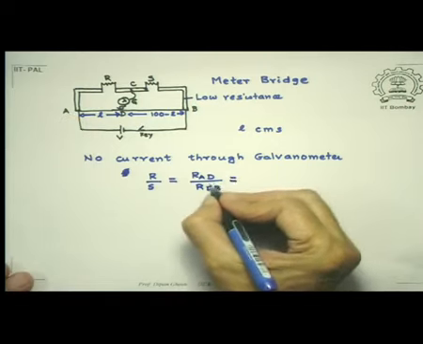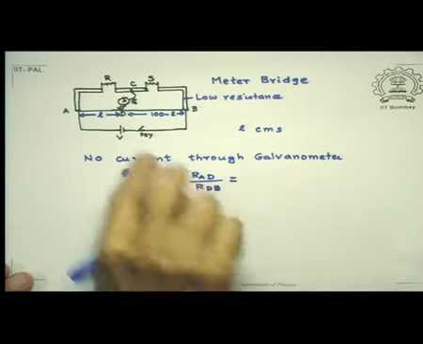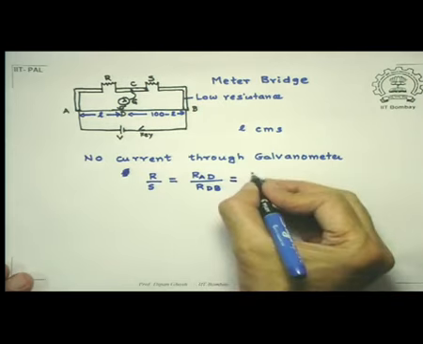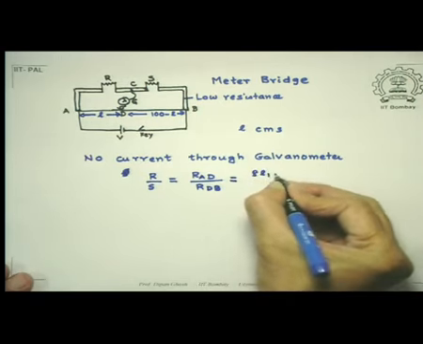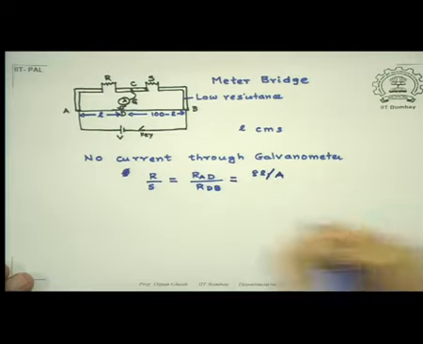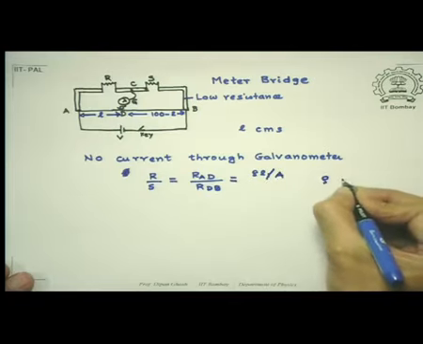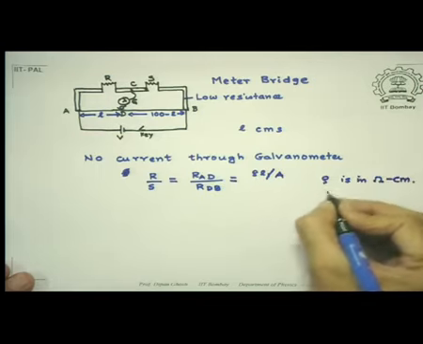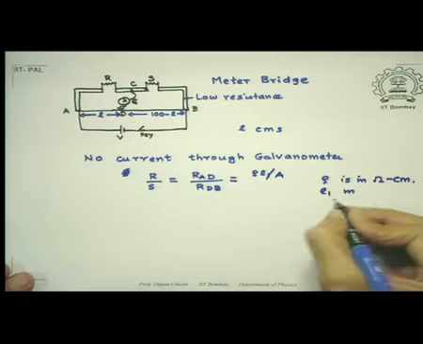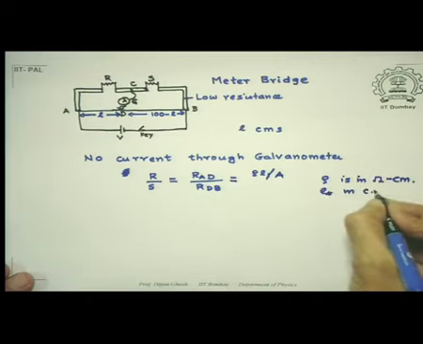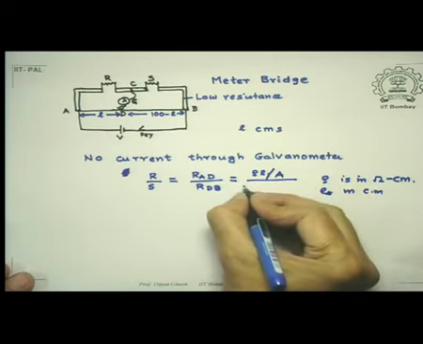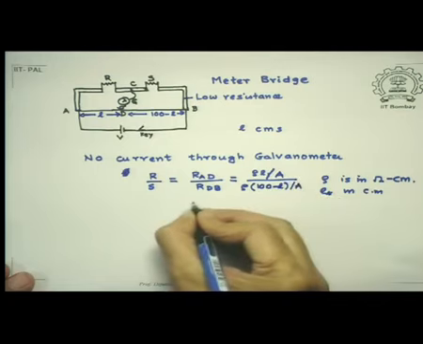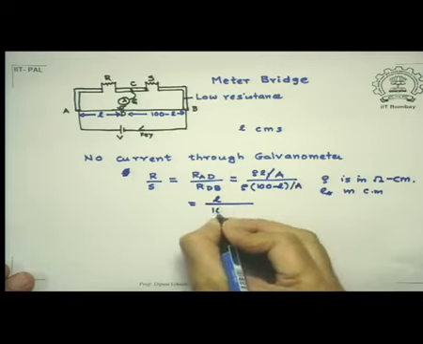Since resistance of the section AD is the resistance of the wire of length L centimeter, we write this as rho L by A, where the unit of rho is in ohm centimeter and L is in centimeter, and this divided by rho times 100 minus L divided by A, which is nothing but L by 100 minus L.